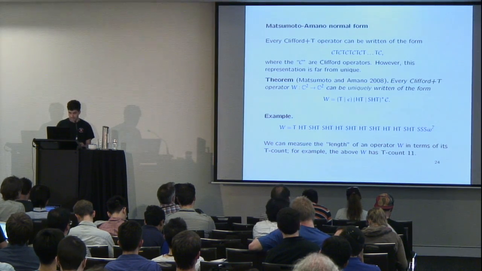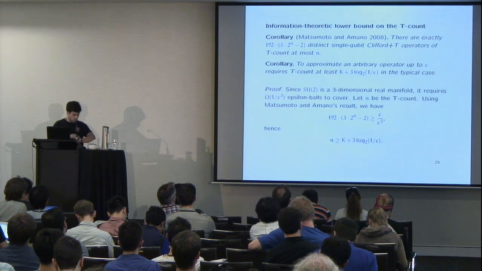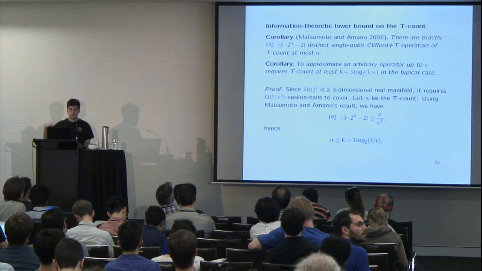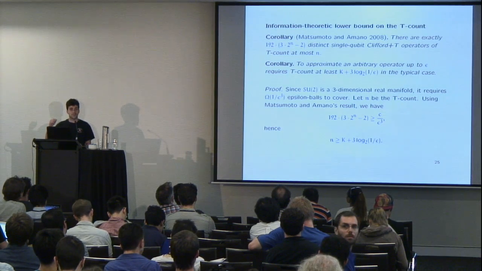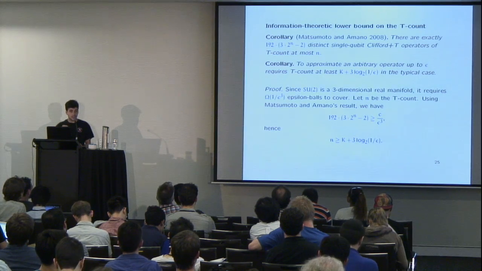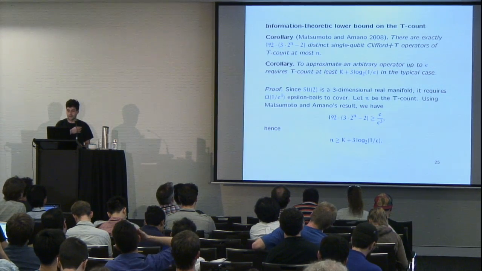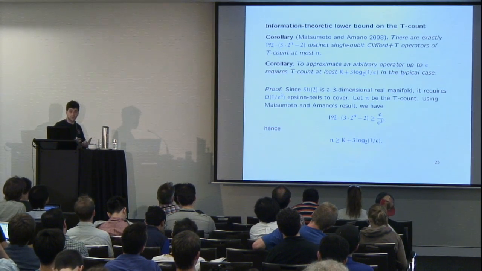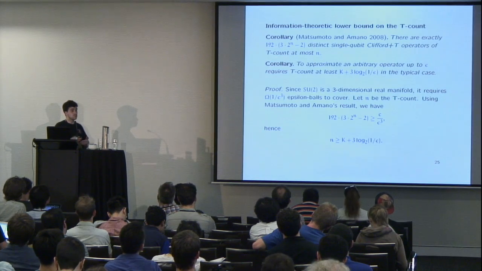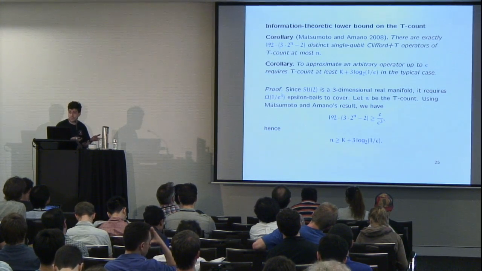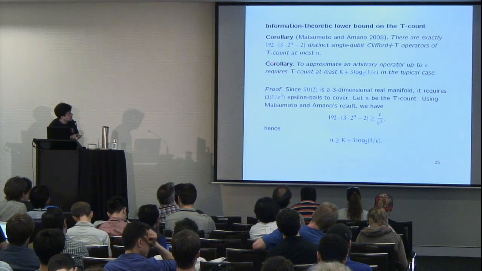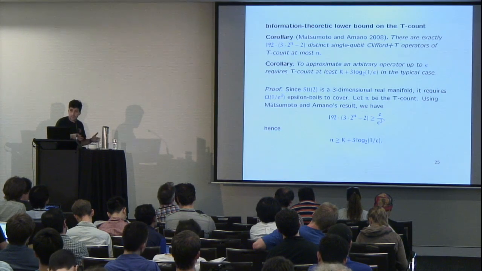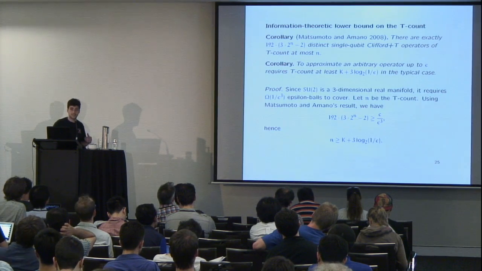Now, a nice consequence of this result is that you can use it to derive the information theoretic lower bound for the T count that I mentioned on my second slide, I think. Because you can essentially count the number of distinct Clifford+T operators that use no more than n T gates, and the number is going to be this: 192 times 3 times 2 to the n minus 2. So that's the number of distinct Clifford+T operators that use at most n T gates.